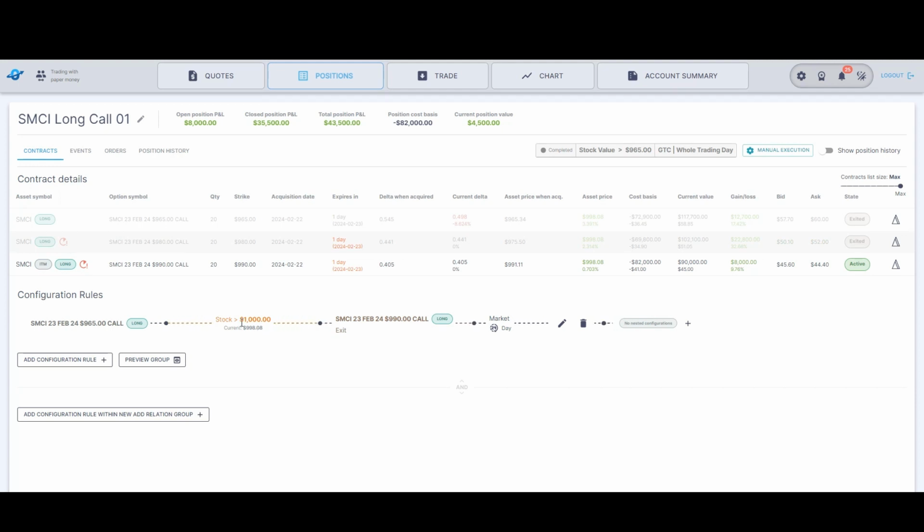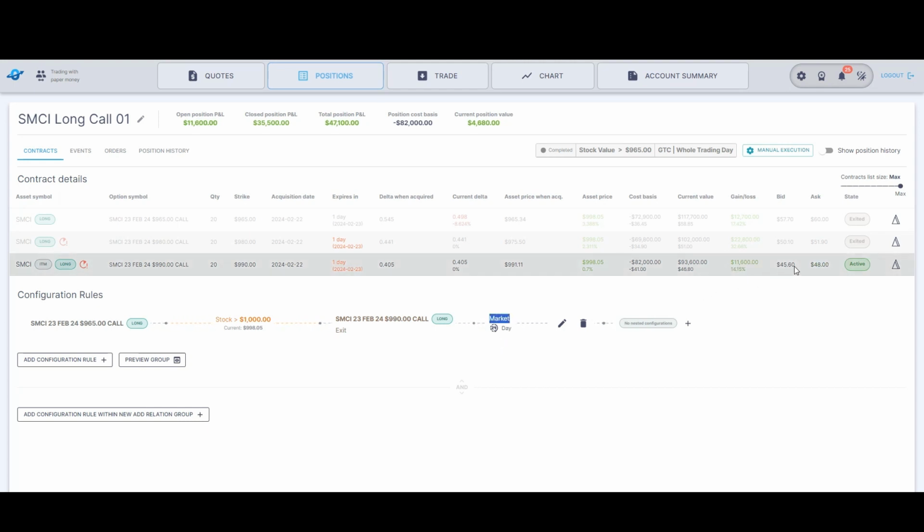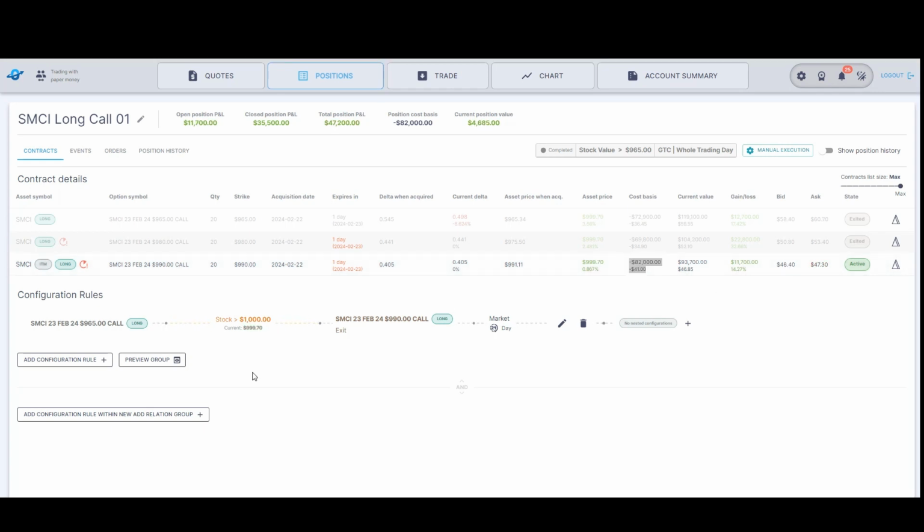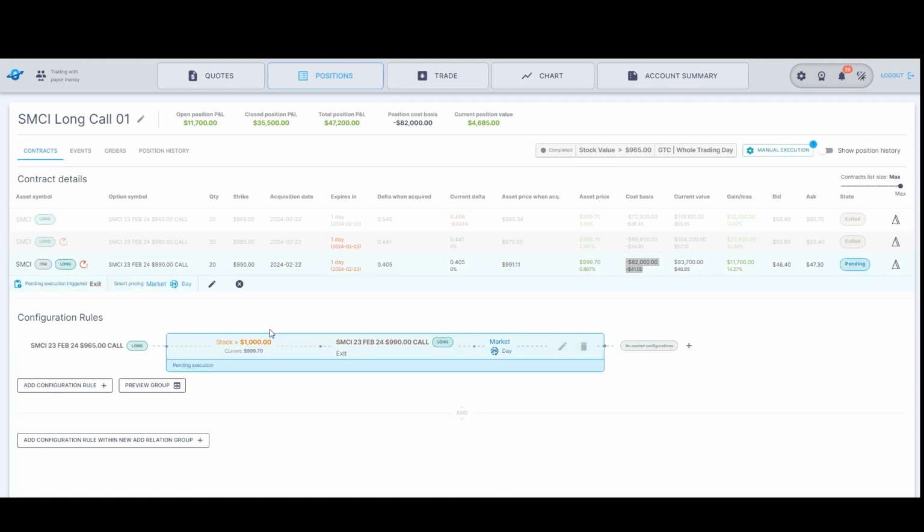Making a bit of a run here. So once it hits 1,000, we're going to look to exit this thing. It'll go out as a market order. You can see right in here. And we'll probably get out, let's see, so it's 45 bid. We got in for 41, right, our cost basis. So we'll get out of this thing for roughly $4 or $5. So here we go. Bingo.